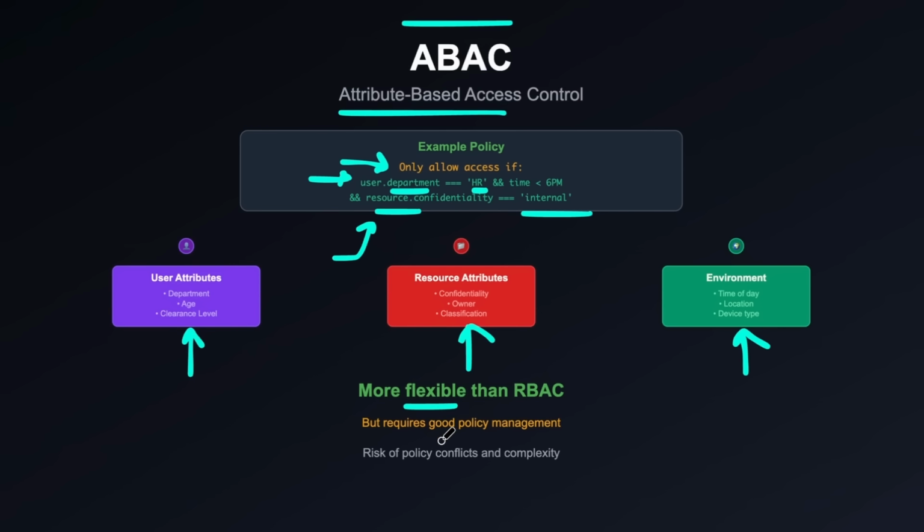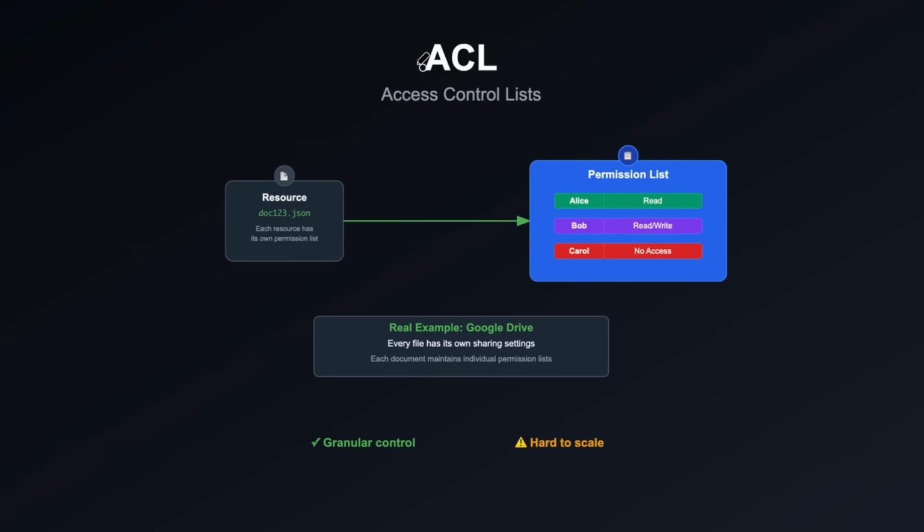Since you're combining these attributes to either grant or restrict access, this is more flexible than the role-based authorization, but it requires good policy management, and generally it's more complex, and you can encounter conflicts here with the attribute-based access control. The third common type is the access control lists.